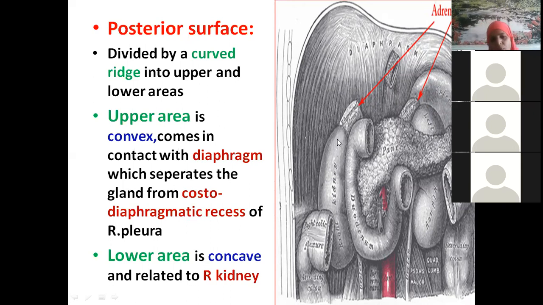Are you able to figure out what I am trying to tell you? Yes, ma'am. Posterior surface, yes. Okay, just draw one horizontal line, imagining the posterior surface. It has an upper area and a lower area. The upper area is separated by the diaphragm from the costodiaphragmatic recess of the right lung. The lower area is related to the right kidney.